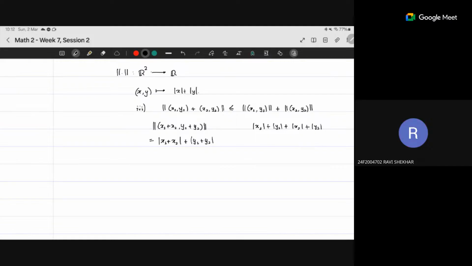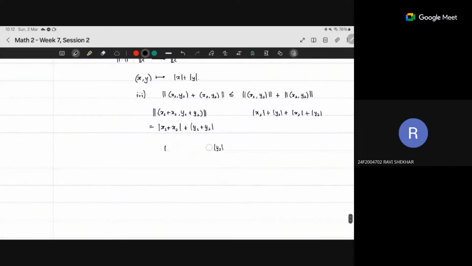Yes, sir. So can you see that this is less than or equal to this? This is by simple triangle inequality for this itself. So this is actually less than or equal to modulus x1 plus modulus x2. And this is less than or equal to modulus y1 plus modulus y2. This is triangle inequality for R. Now, that shows that this is actually a norm.